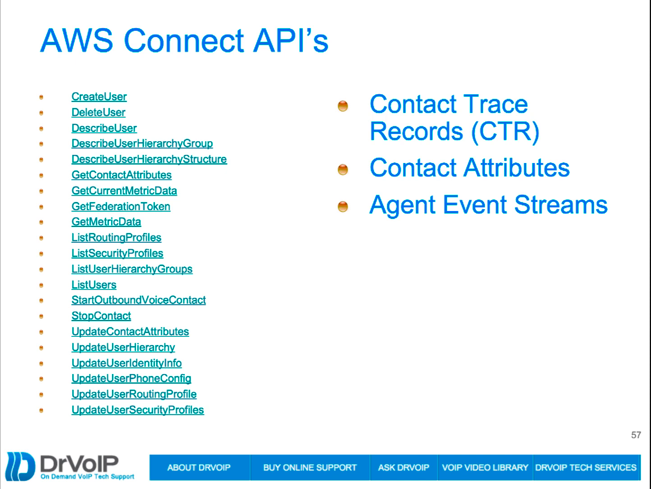AWS Connect has many, many, many APIs, SDKs, all kinds of real-time feeds. You're going to become familiar with these APIs if you're going to do any type of integration with Connect. So on the left is just an example of some of the values and variables that you'll find in these APIs. So, you need, for example, to list users or update a contact attribute. Very common to do that, contact attributes within your call flows, especially when you're interfacing with Lambda, right?